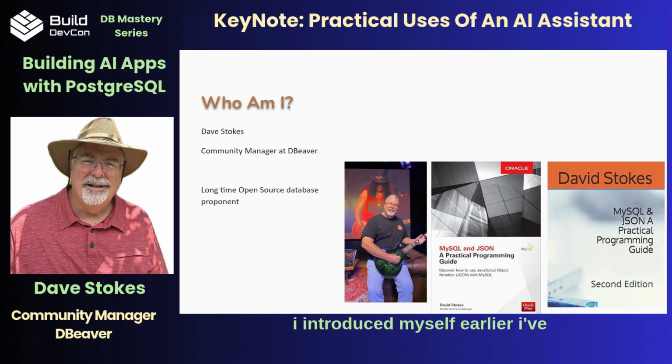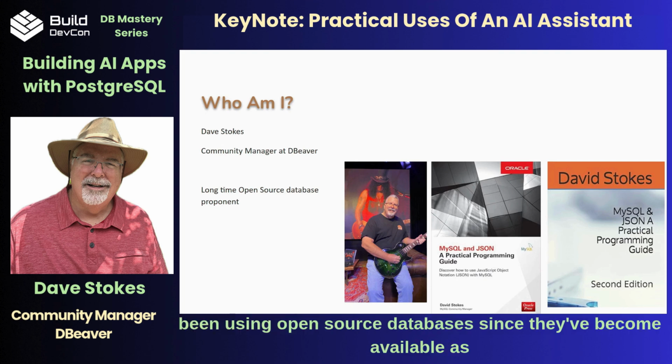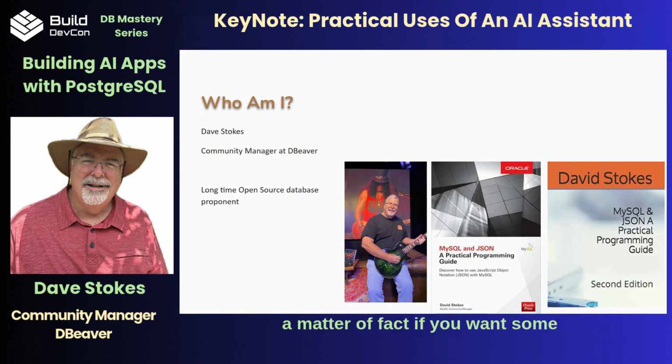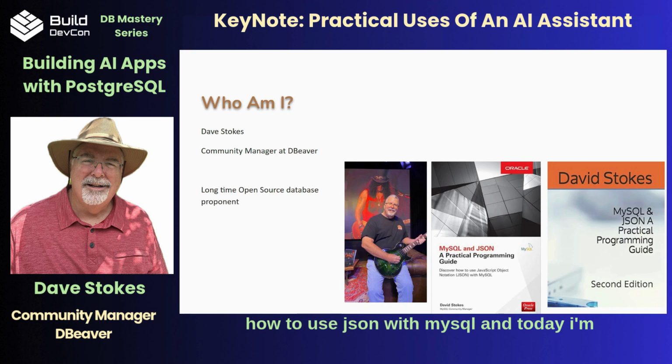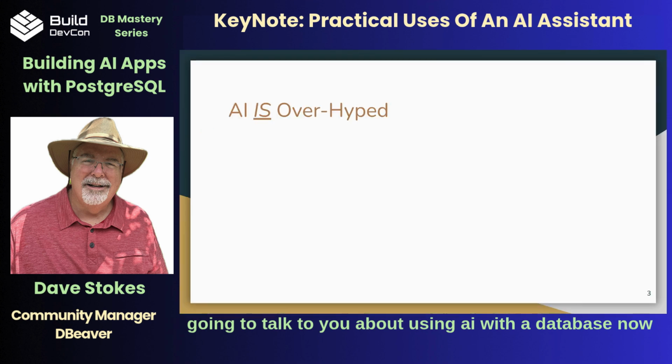So I introduced myself earlier. I've been using open source databases since they became available. As a matter of fact, if you want some interesting reading, I've written one book and 2 editions of how to use JSON with MySQL. And today I'm going to talk to you about using AI with a database.